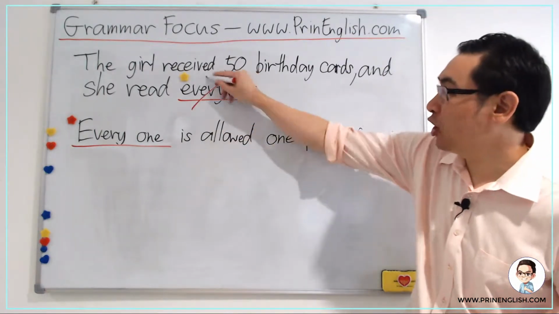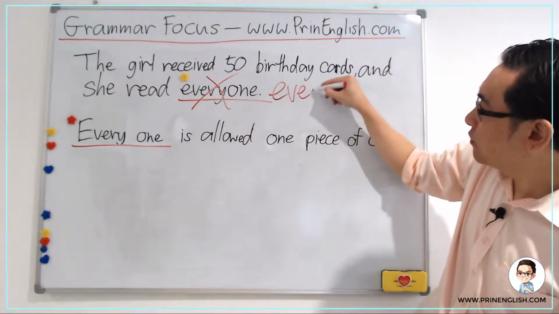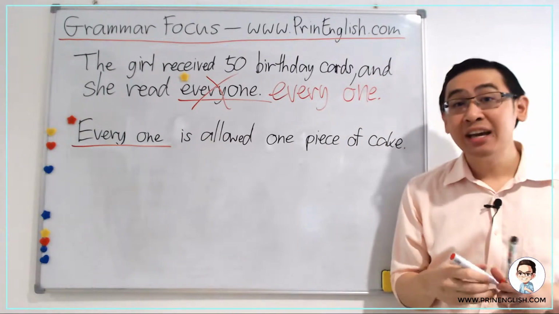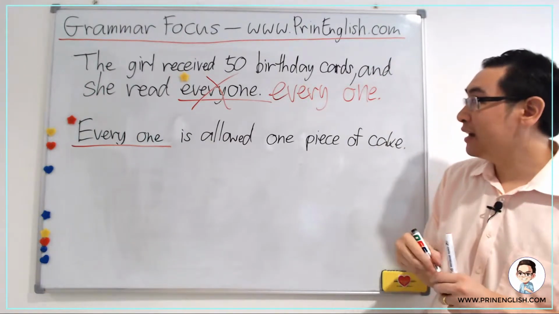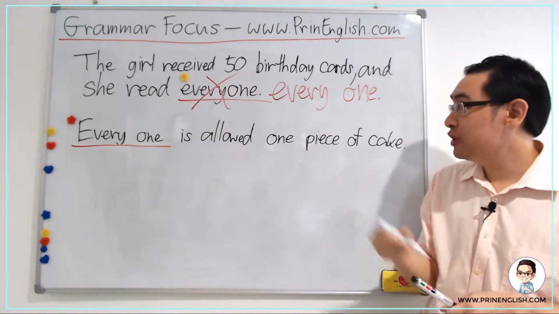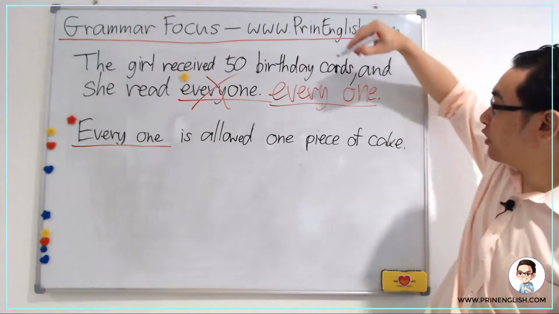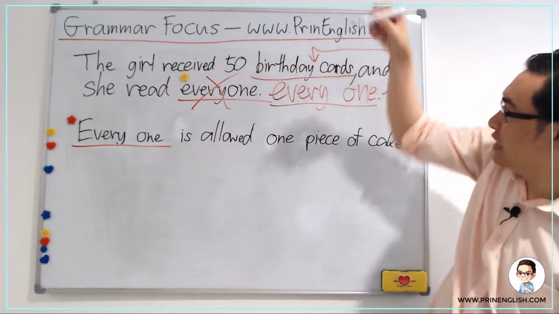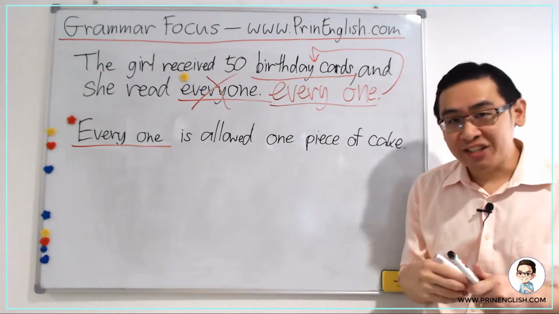So we use every one like this, with a space, because we are referring back to the previous word, which in this case is birthday cards, two words actually in this case.